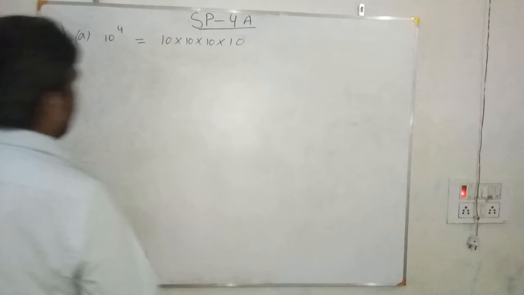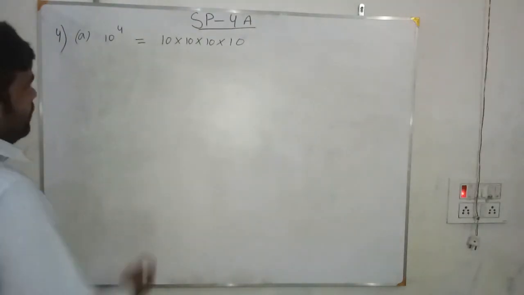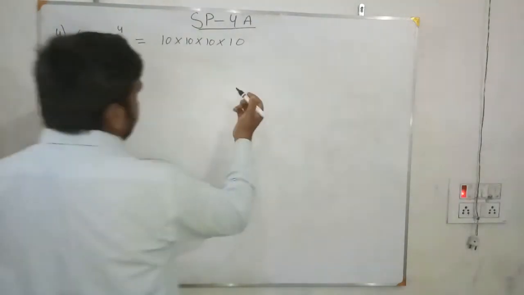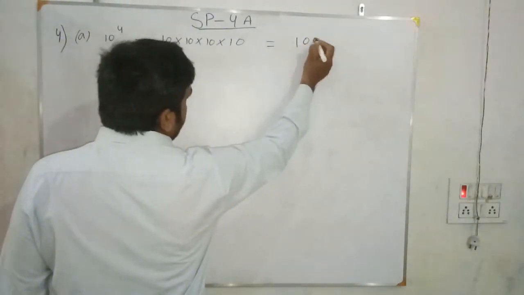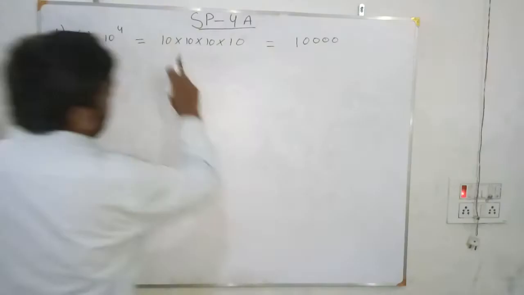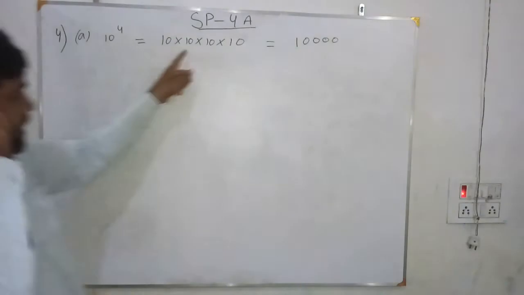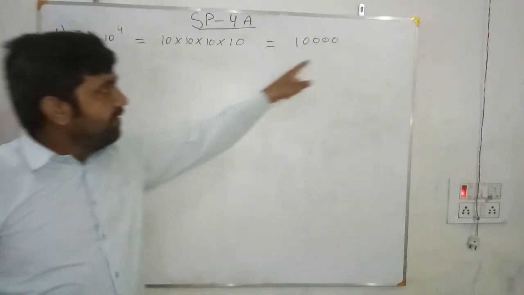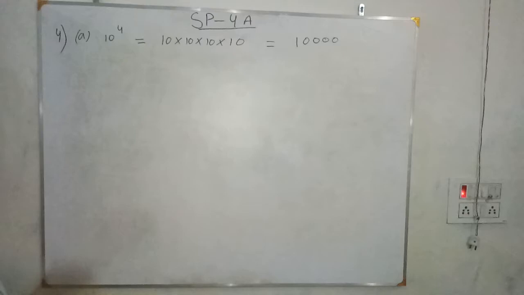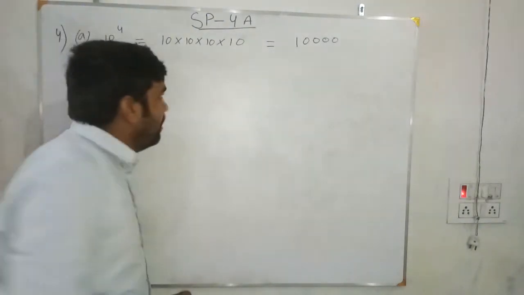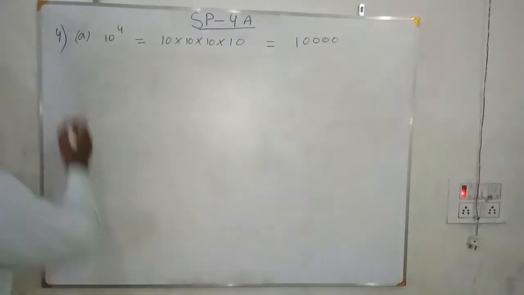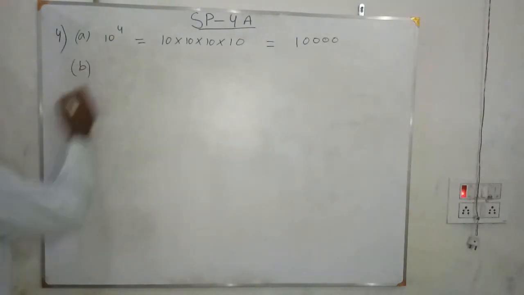Now what will be its value? Its value we write in front of it. Its value will be 10,000. When you multiply this 10 four times, four 0s will be added after 1. So the value will be 10 times 10 is 100, 100 times 10 is 1000, 1000 times 10 is 10,000. Okay, now we see question B.